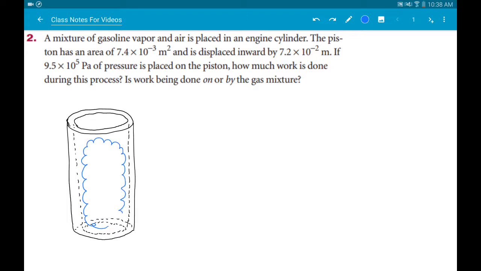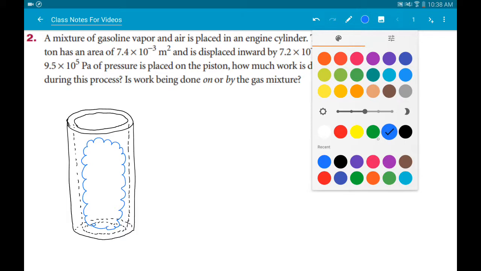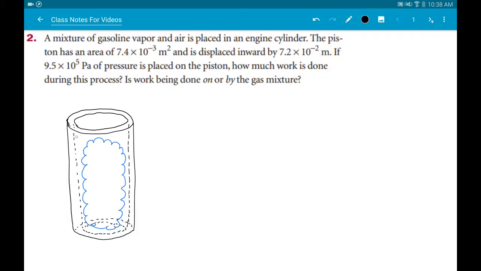And there's a piston at the top that is going to be pushing on that. The piston will be a little flat piston that will be pushed down on, as it says, because the piston has this amount of area and is displaced inward. So the piston is going to be pushing down on the gas. If this much pressure is placed on the piston, how much work is done during this process? Is work being done on or by the gas mixture?